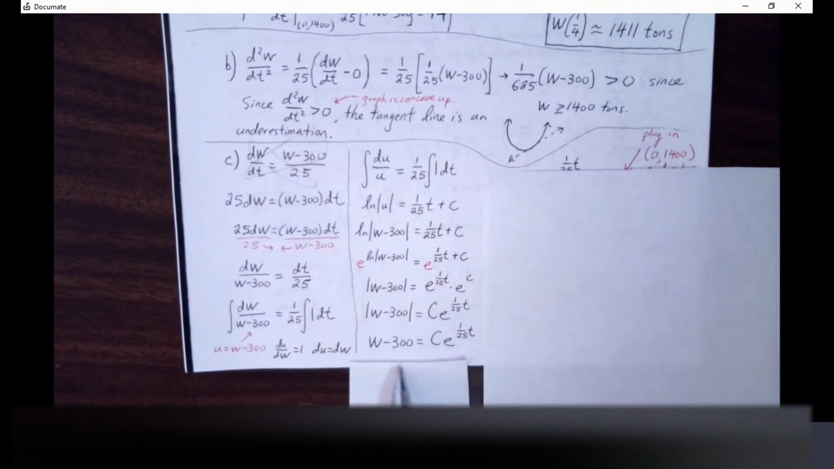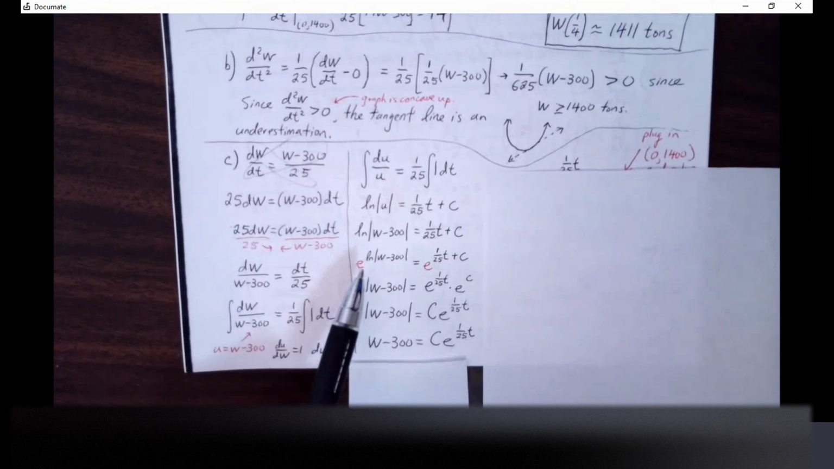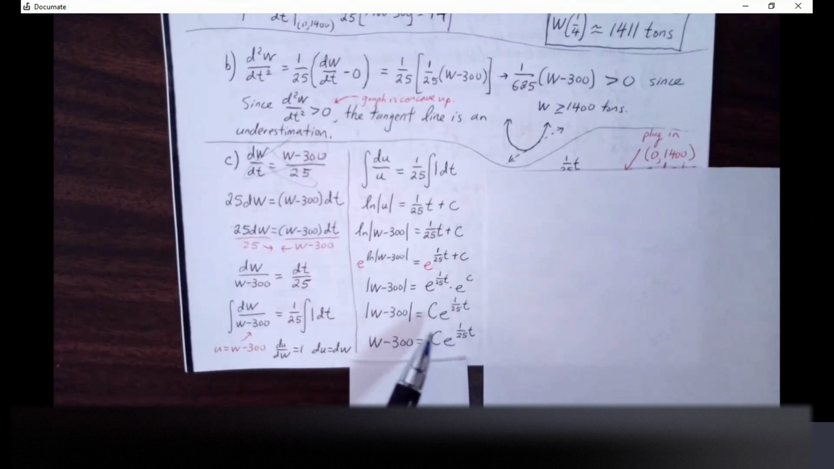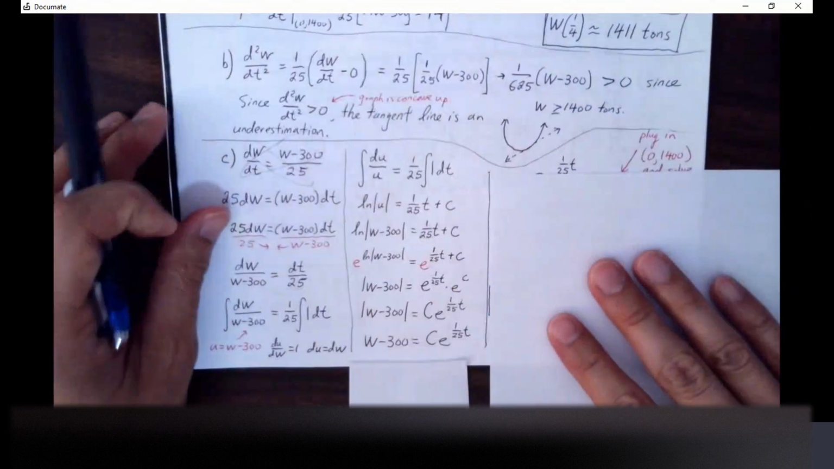So, okay, this cleans up nicely, right? We got rid of the natural log. We're able to drop the absolute value. We got the c to absorb the plus or minus. And now I'm going to solve for w. Just move that 300 over.